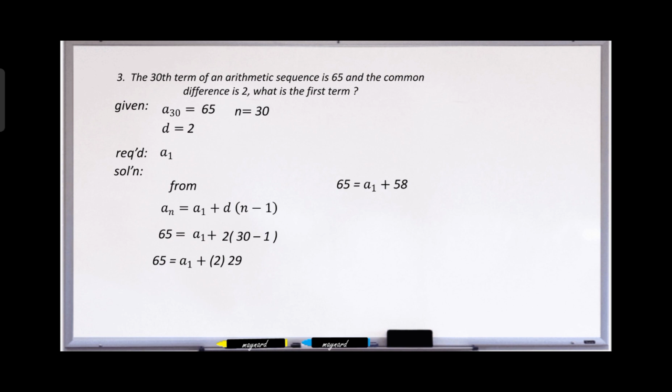Transpose natin yung 58 sa left side ng equation, magiging minus siya. So, 65 minus 58 equals to a sub 1. Subtract natin siya, yung 58 sa 65, magiging 7 equals to a sub 1. Symmetrically, we have a1 now is equal to 7. Okay, so, sana nasundan natin yung example number 3. O, ang hinanap natin dyan, yung first term. Ginamit natin yung same formula. Let's go now to example number 4.